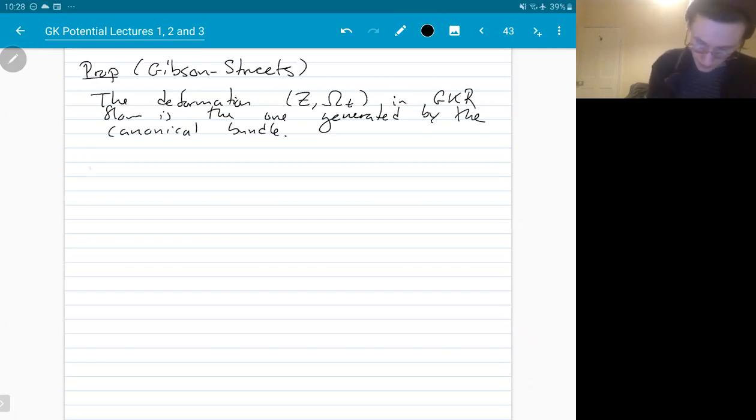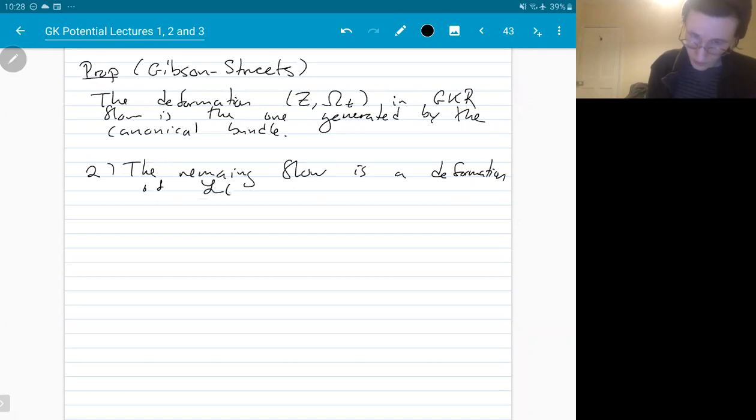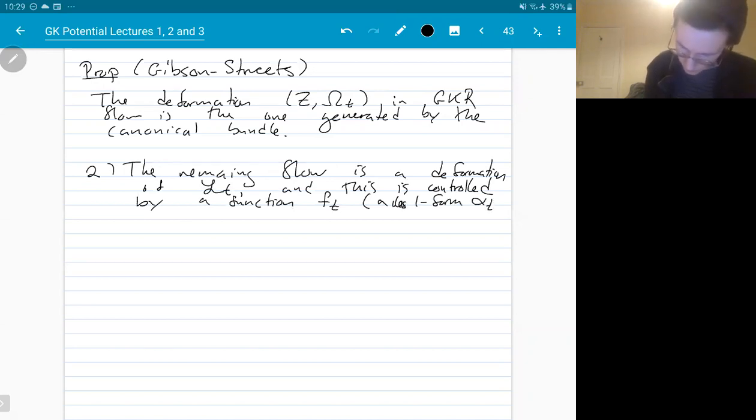And so then the remaining part of the deformation, the remaining flow, is a deformation of LT, and this is controlled by either a time-dependent function, or maybe a closed one form. And so I guess the question is, what is the function?